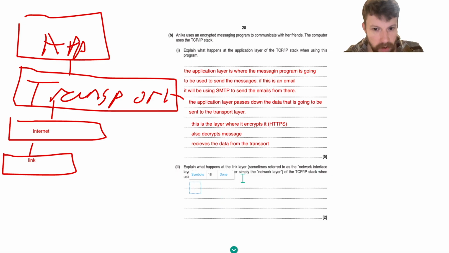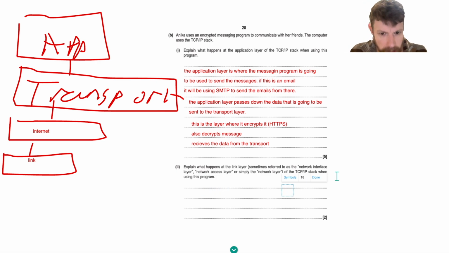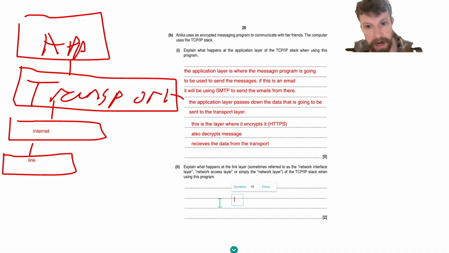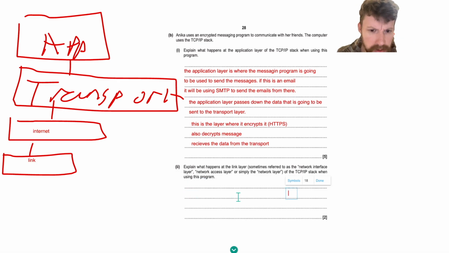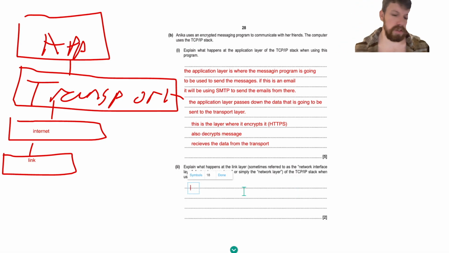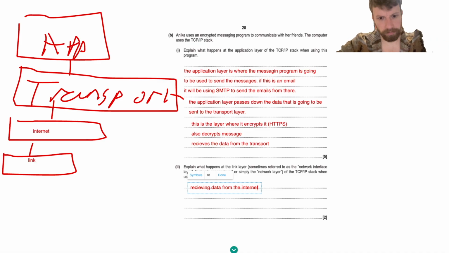So explain what happens at the link layer, sometimes referred to as network interface layer, network access layer, or simply the network layer. Of the TCP/IP stack, I've actually heard the internet layer also referred to as the network layer, so that's really confusing. Of the TCP/IP stack when using the protocol. So when using this program, sorry. So the link layer again, so it's 2 marks here, so it's going to be receiving data from the internet layer.